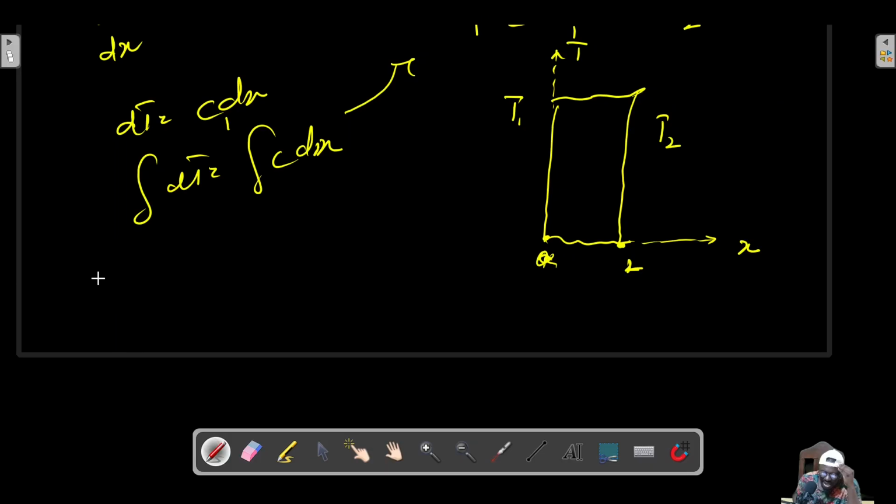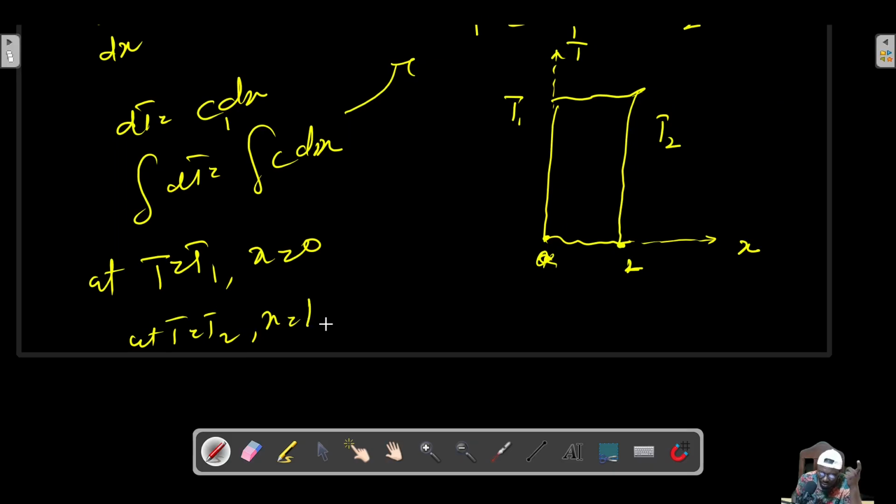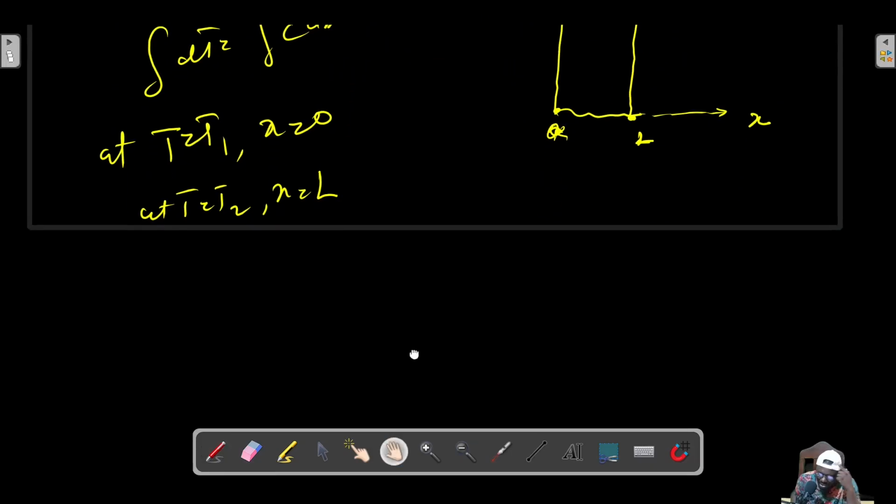So I can say at T is equal to T1, my X is equal to 0. At T is equal to T2, this face is T2. What will be my X? My X is basically the thickness, which is L. That is so simple.